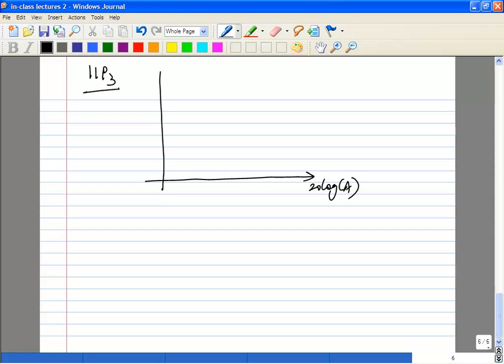So let's say the first order, remember that it has a slope of 1, right? The first order has a slope of 1, and remember that the third order is rising as a cube, right? It has a slope of 3.